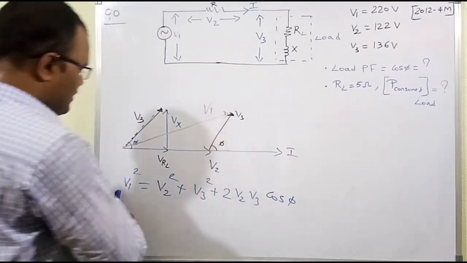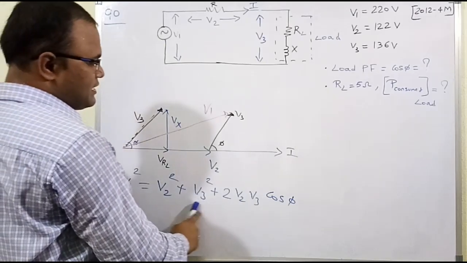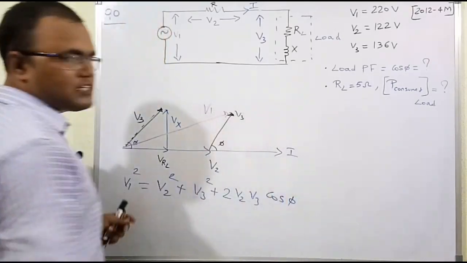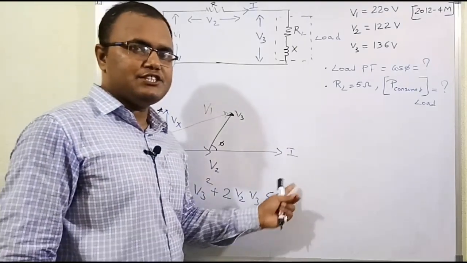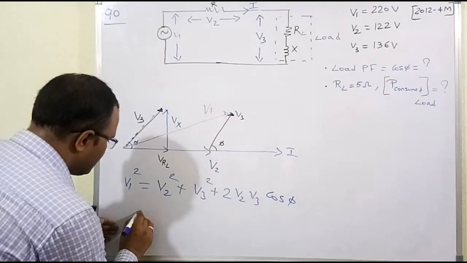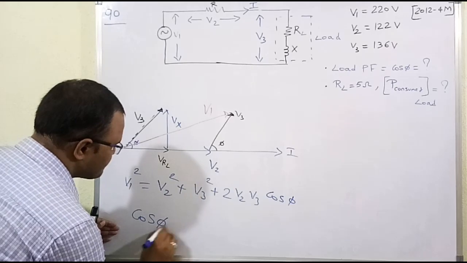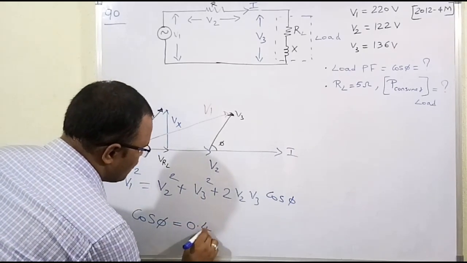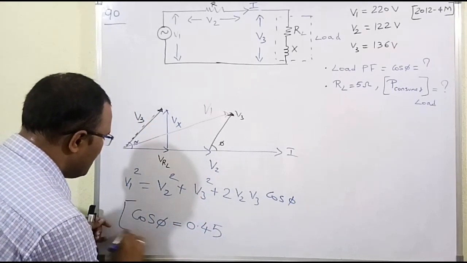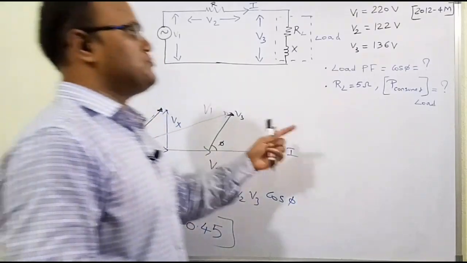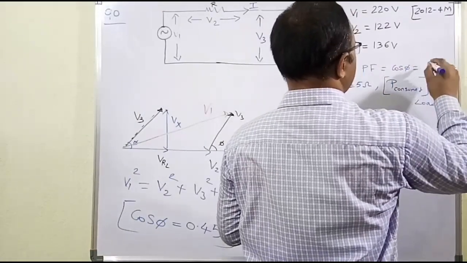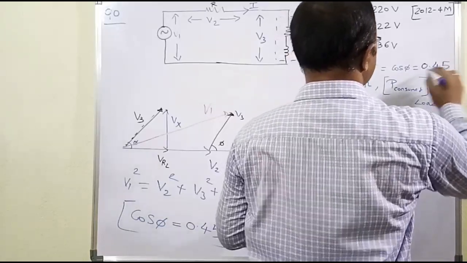Therefore we know V1, we know V2, we know V3. The only unknown is cos phi. If you substitute V1, V2, V3 and do the calculation for cos phi, we will get cos phi equal to 0.45. Therefore this is the power factor of the load. So the first part, part A, is completed, which is 0.45.